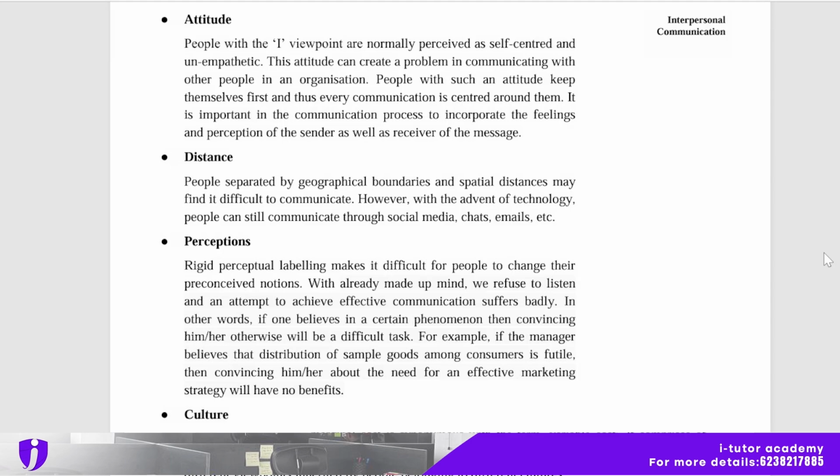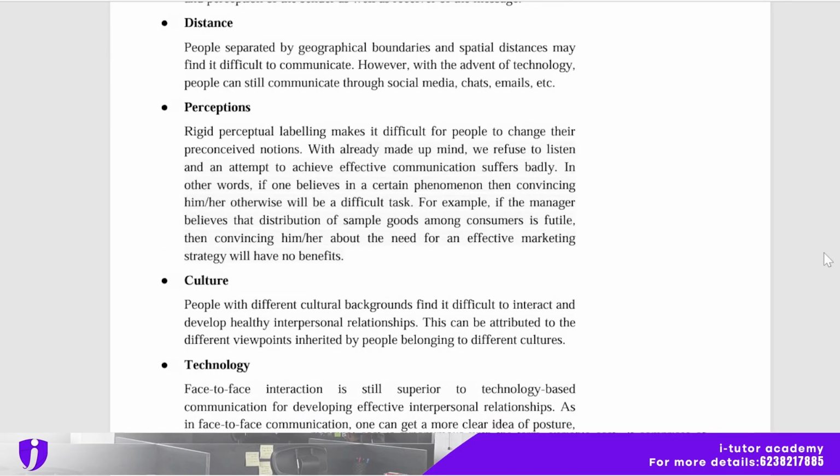This attitude can create a problem in communicating with other people in an organization, and people with an attitude keep themselves first, and thus every communication is centered around them. And next is distance. People separated by geographical boundaries and spatial distances may find it difficult to communicate.